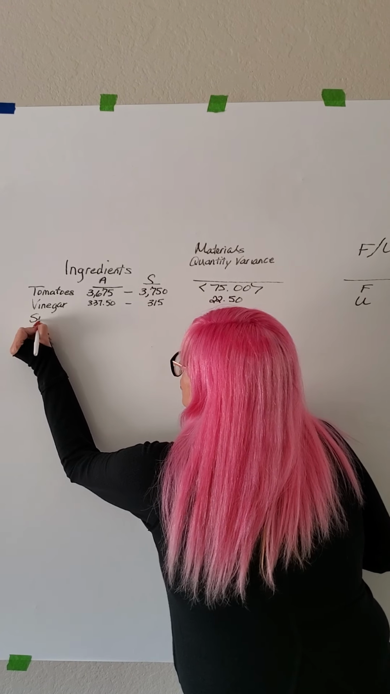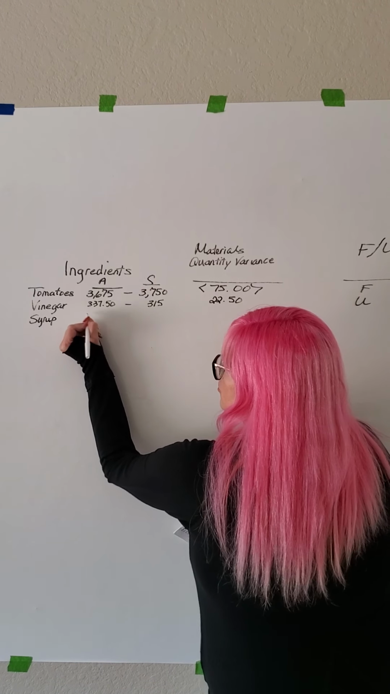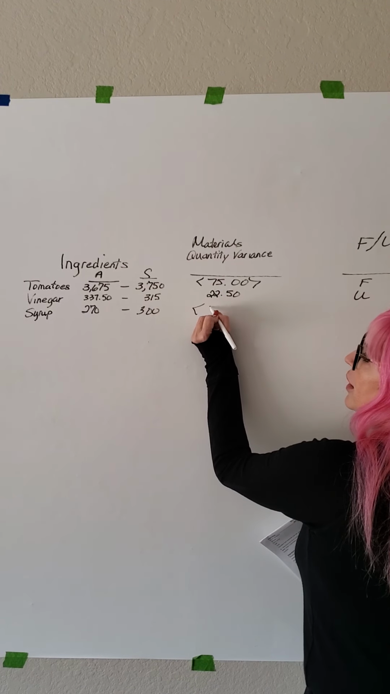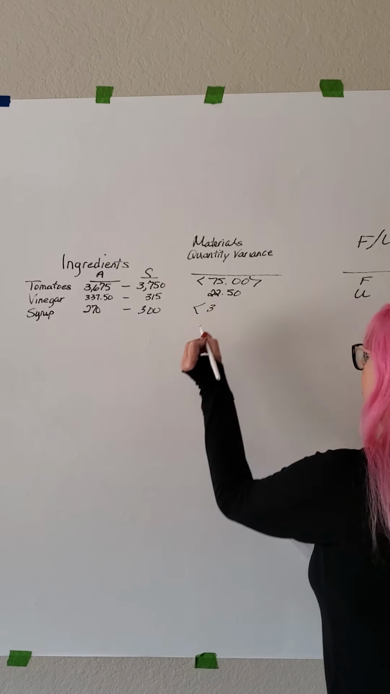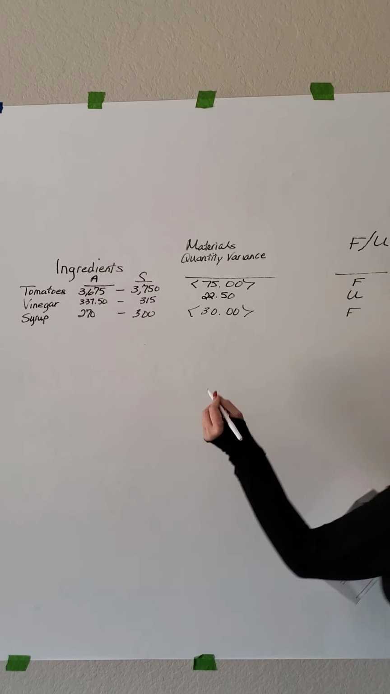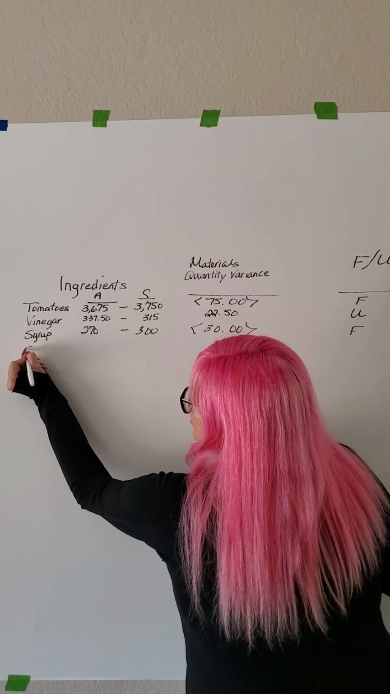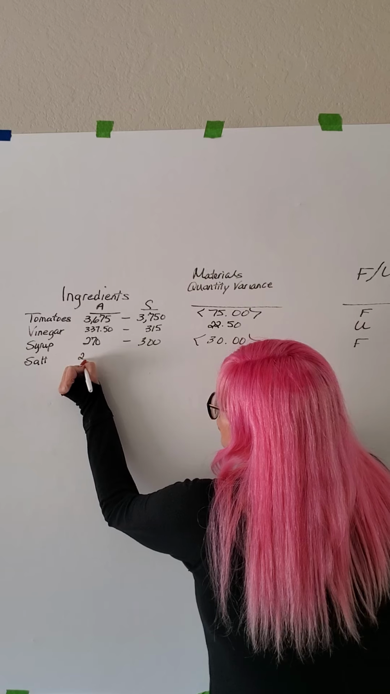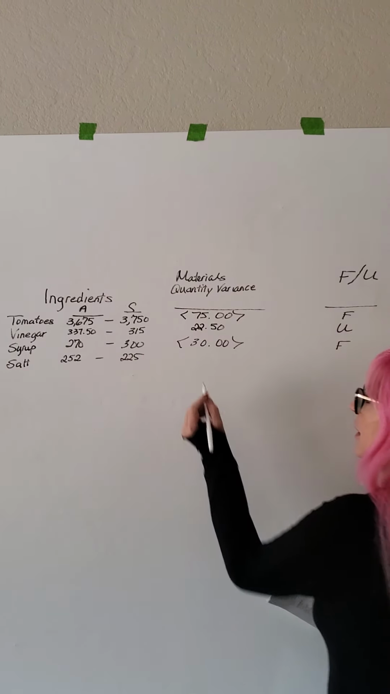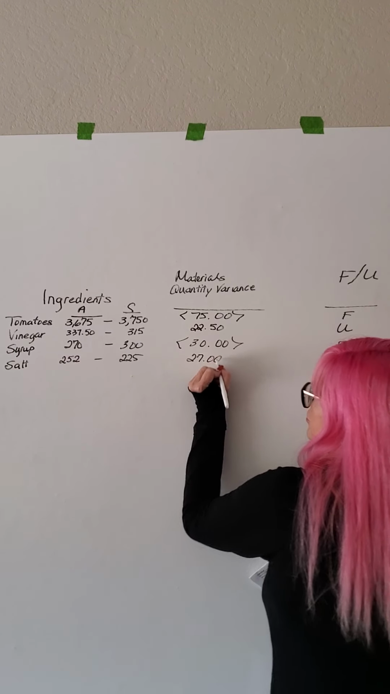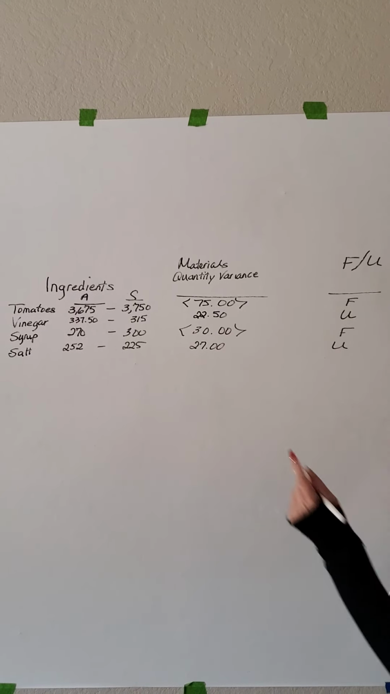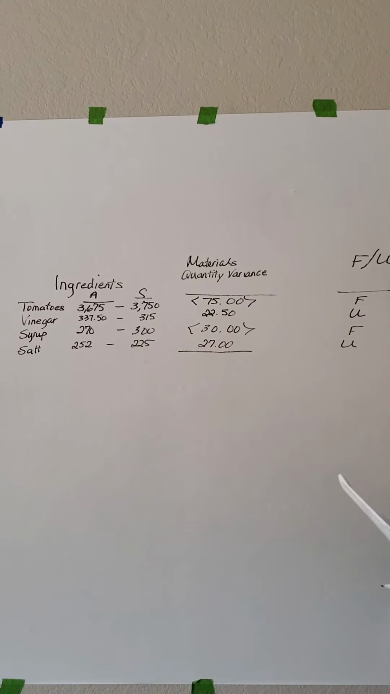If we're looking at our syrup, our actual cost was $270 and the standard is $300. Again, we're going to have a negative number when we do that of $30. So we're going to have $30 favorable here. And then on our salt, we had actual of 252, a standard of 225. It's going to leave us with $27 left over. That's unfavorable.